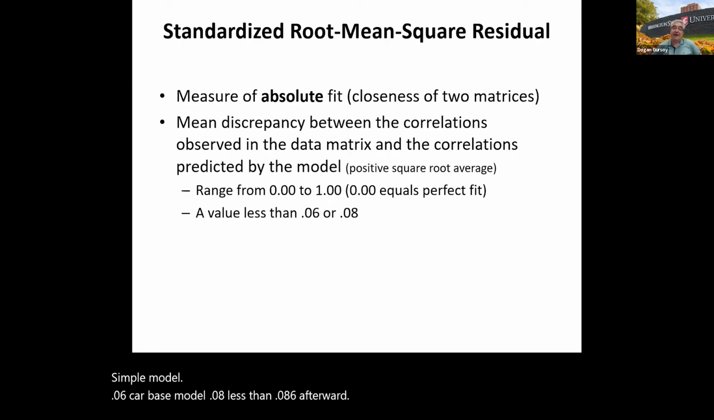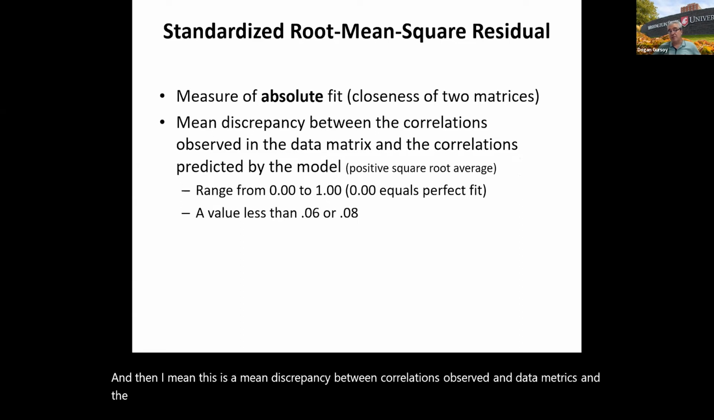Then we have, again, the standardized root mean square residual. This is another absolute fit index. This is the mean discrepancy between the correlations observed in the data matrix and the correlations predicted by the model. Again, this is a badness of fit index. For simple models, less than 0.06, for more complex models, less than 0.08.